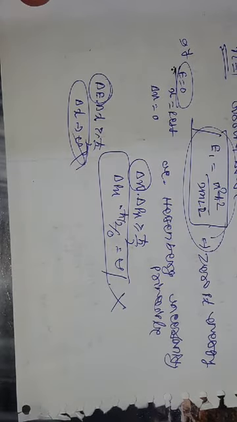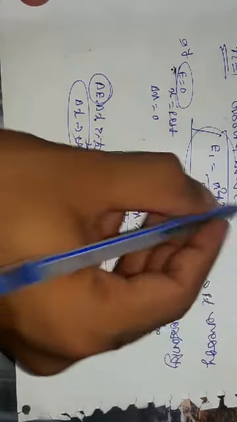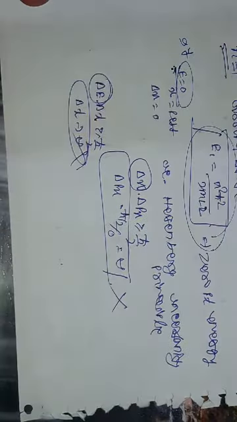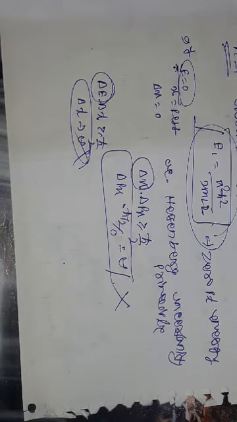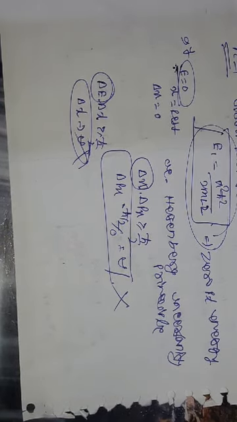Okay, that's why a minimum energy exists, that is called zero point energy. In quantum mechanics zero point energy exists, but classically there is no zero point energy.